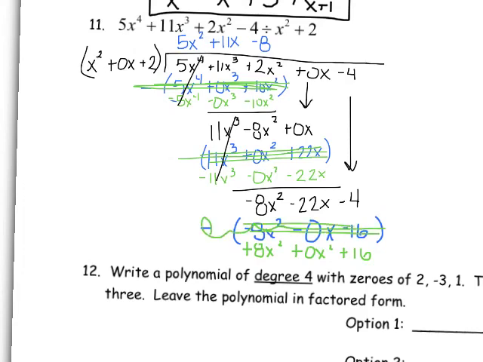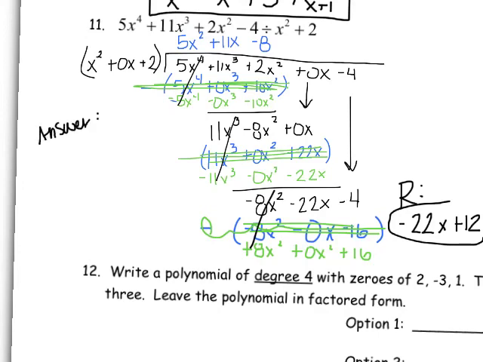All right, so negative 8 plus 8 goes away. Negative 22 plus 0, so this is my remainder because there's nothing left to do. It's negative 22x, and then negative 4 plus 16 is positive 12. So this is my remainder. So my full answer is 5x squared plus 11x minus 8 plus negative 22x plus 12 over x squared plus 2.